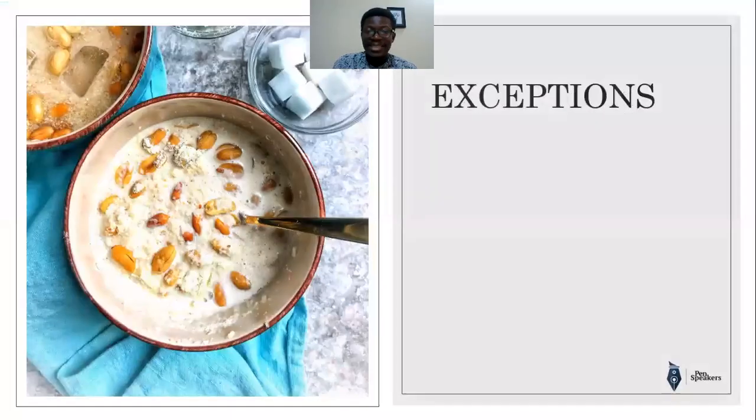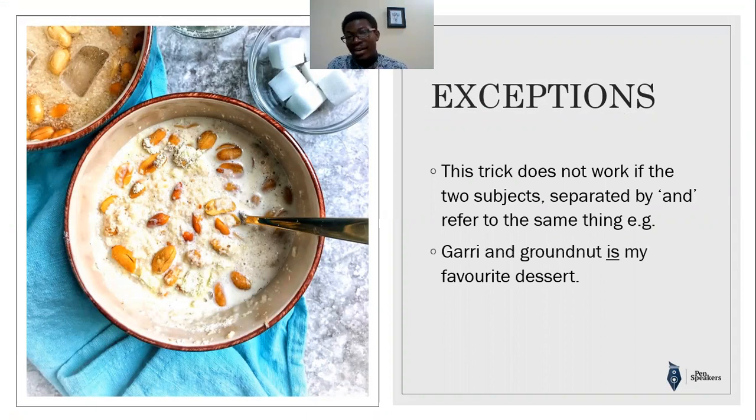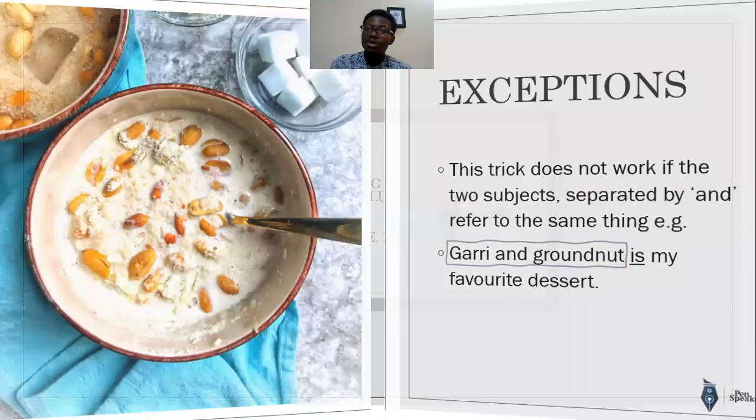Now, this is the exception. In any case where you have two subjects joined by and, but they are referring to the same thing or the same person, you will still consider them as a singular subject. So garri and groundnut is a singular subject, because it's one single meal. Garri and groundnut is my favorite dessert becomes your sentence.